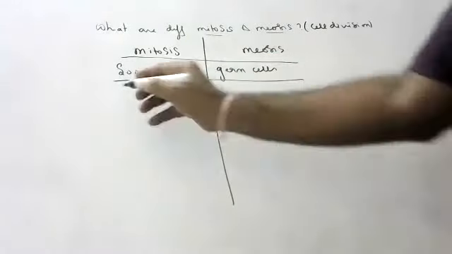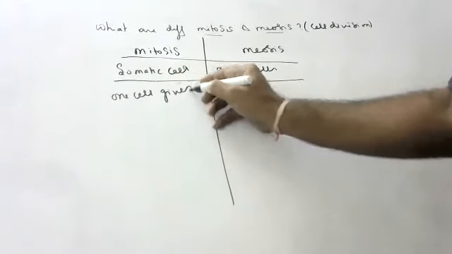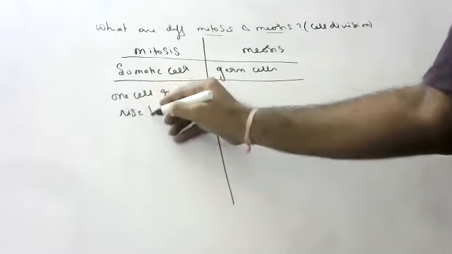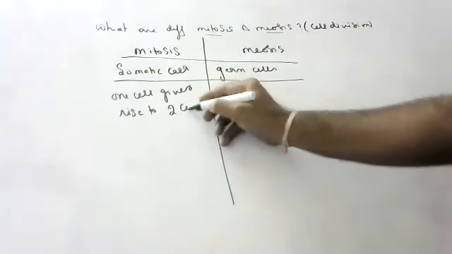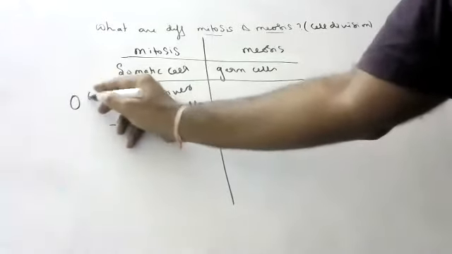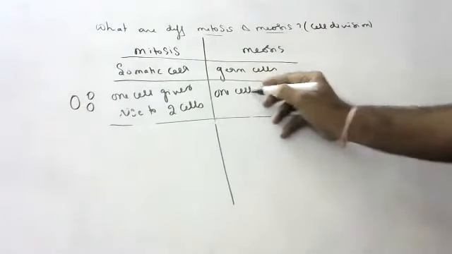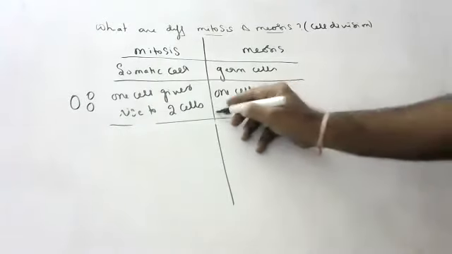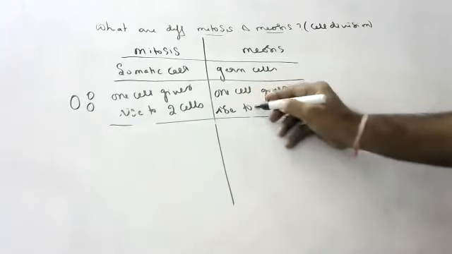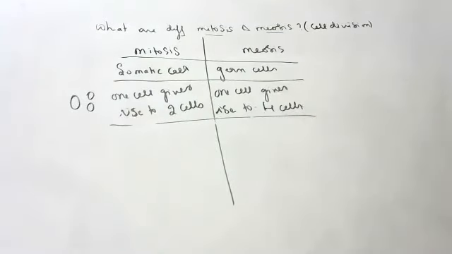In mitosis, one cell gives rise to how many cells? Two cells. One cell will become two cells. In meiosis, one cell will give how many cells? Four. In meiosis, one cell gives four cells.